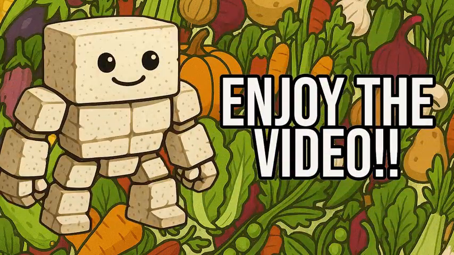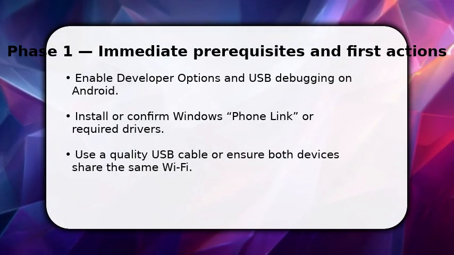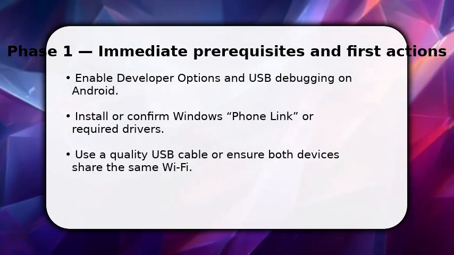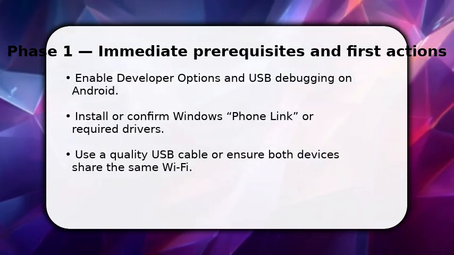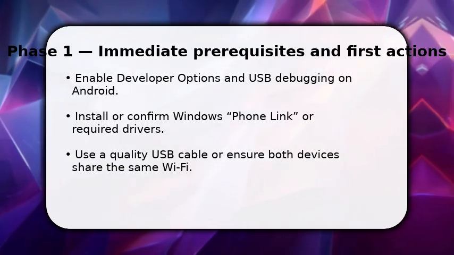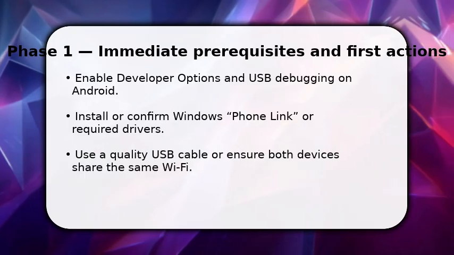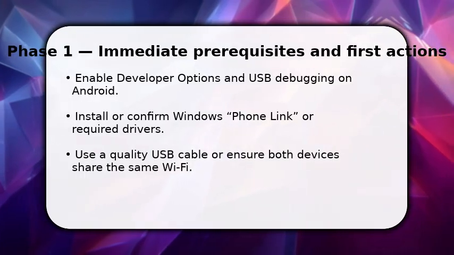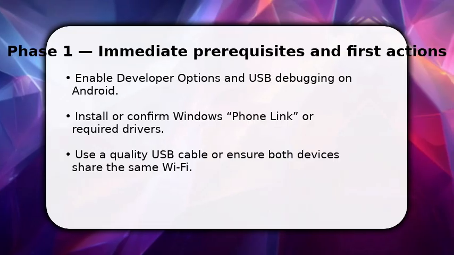Please enjoy the video. You'll start by enabling developer options and turning on USB debugging on your Android. This lets Windows talk to the phone directly. Once done, confirm Phone Link or the OEM USB drivers are installed on Windows because missing drivers block connections.